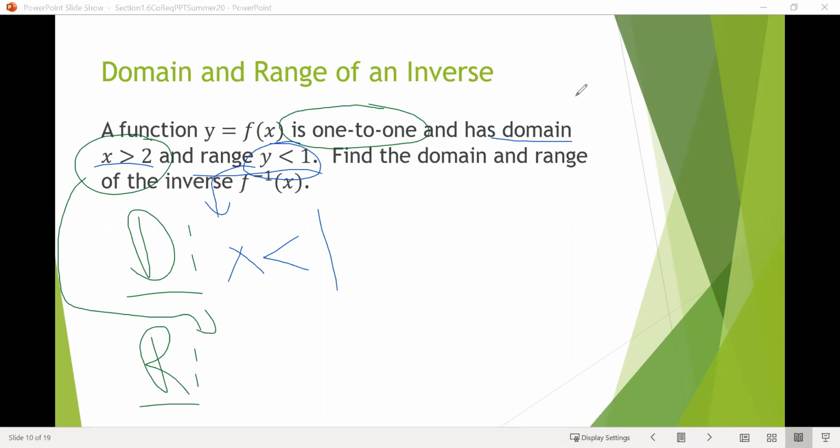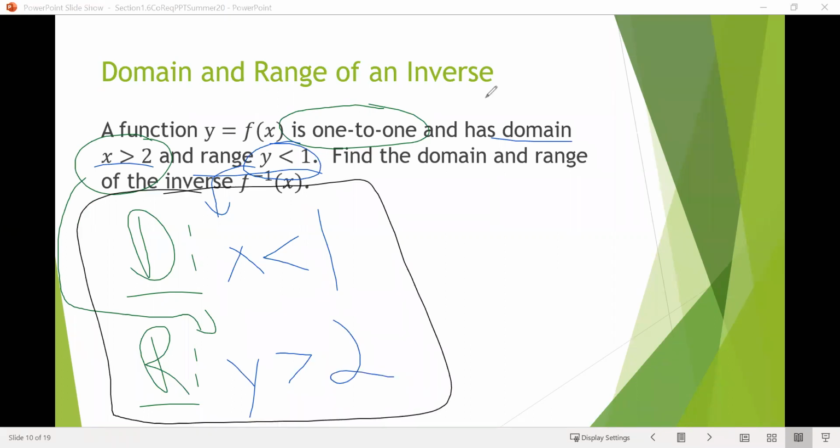But again, we're not going to use x because we're talking about outputs now, so we'll say that y is greater than 2 would be our range. Okay, so basically we just switched our domain and range for our inverse function because we know that inverse functions switch inputs and outputs, so we switched domain and range, excuse me.